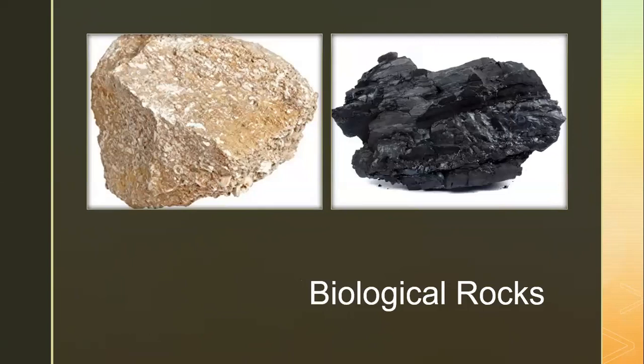And then here are the biological rocks. Again, this picture to the right here, that's coal. Coal is a product of biological material. And then to the left here, you have shell fragments. Sorry, shell fragments, not eggshell fragments. And so that's a biological rock because you have biological material in it.